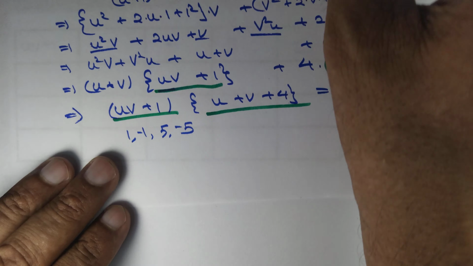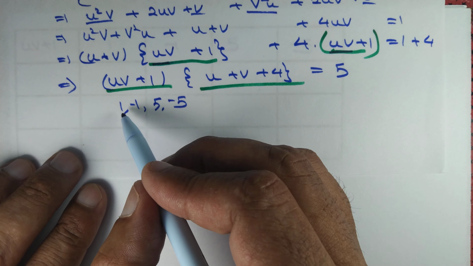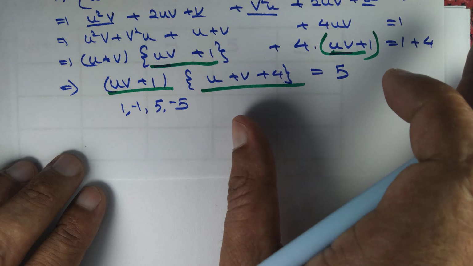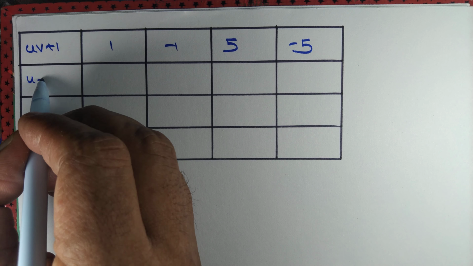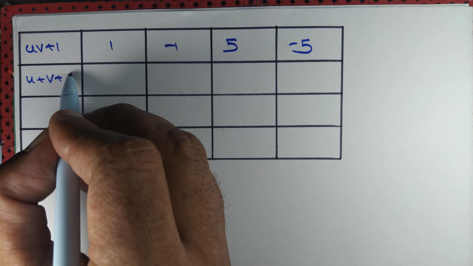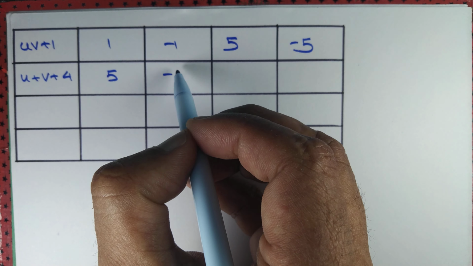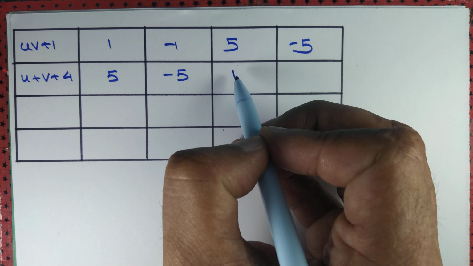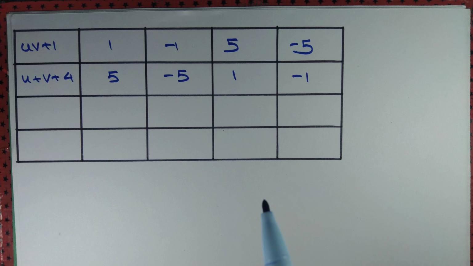Now, if uv plus 1 is 1, u plus v plus 4 must be 5, because the product is equal to 5. If it is minus 1, then it is minus 5. If it is 5, then it has to be 1. If it is minus 5, then it has to be minus 1.